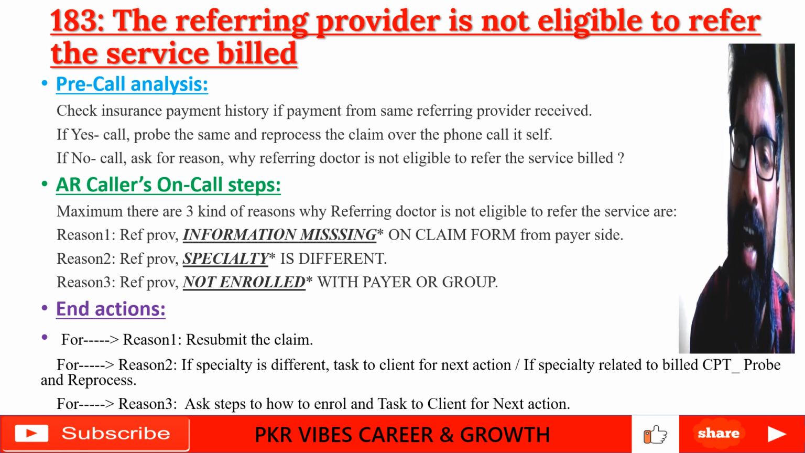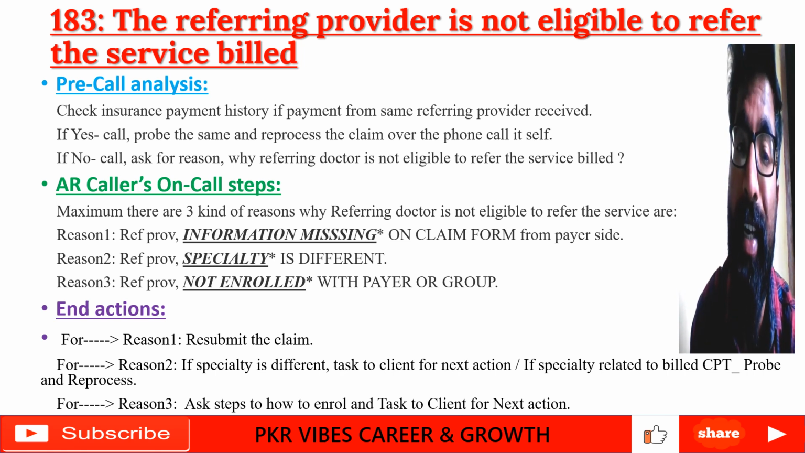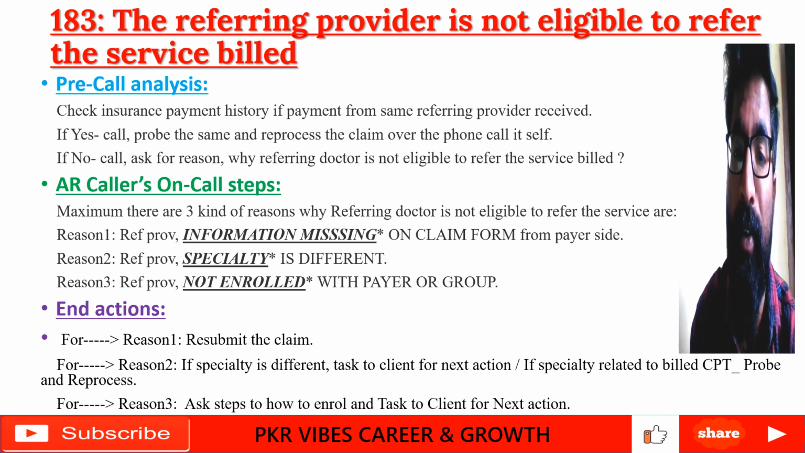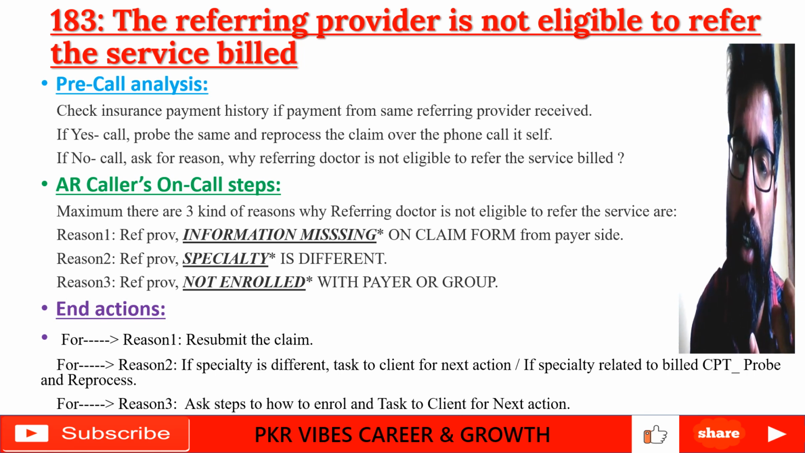Otherwise, you are calling the payer for clarification of a denial. You already know the denial reason, that the referring provider is not eligible, but you don't know why the doctor is not eligible. So you have to get that reason by calling the insurance. That is the job of an AR caller. If a denial is posted in your software and you don't have any information on why it was denied, as an AR caller you should call the insurance representative and get that information, document it, and take action on that particular claim. That is your AR caller job. So if the referring doctor is not eligible, there might be three reasons.